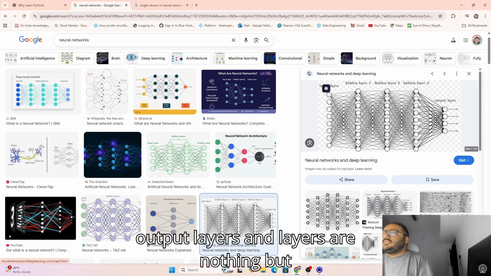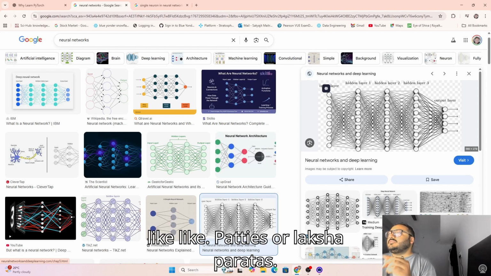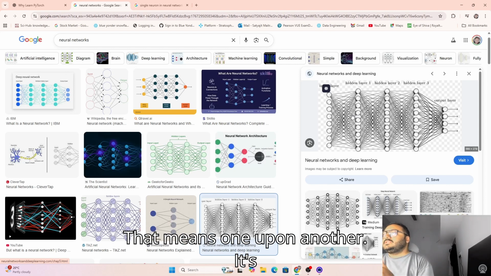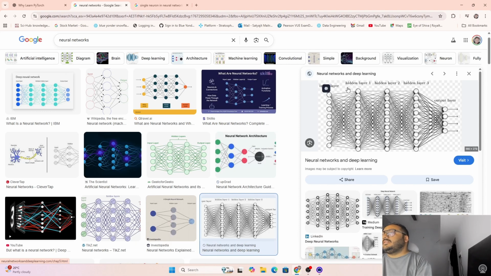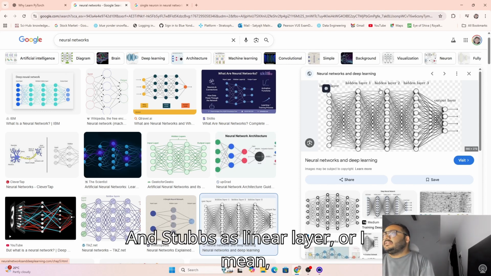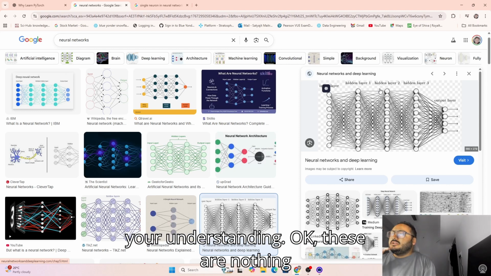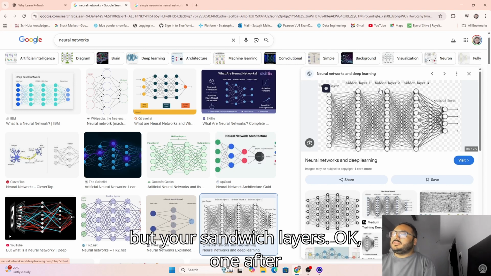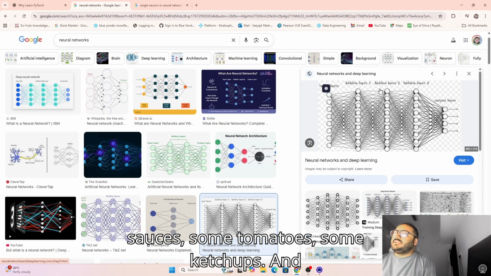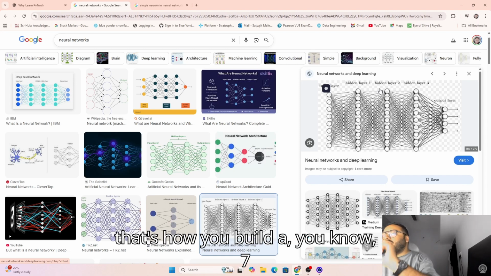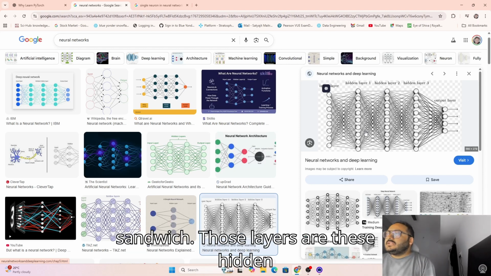And layers are nothing but layers, like, you can think of them like patties or laccha parathas. That means one upon another. It's sedimentation of linear algebra. That's what you call linear layers, or basically your hidden layers, just for your understanding. Okay, these are nothing but your sandwich layers. One after another: salami, bread, then again some sauces, some tomato, some ketchup, and that's how you build a 7-layer or 7-story building, a 10-layer sandwich. Those layers are these hidden layers.